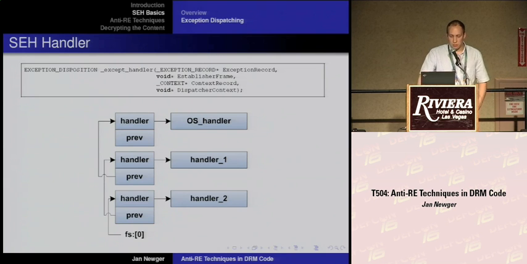And the list structure is depicted by the image. At the end of the list, you always have the operating system handler, which jumps in if there's no handler which could handle the exception. And this usually means that the process is terminated and Dr. Watson shows up or whatever.